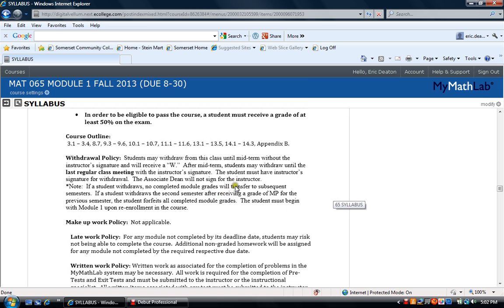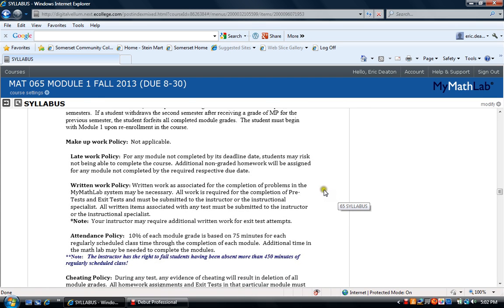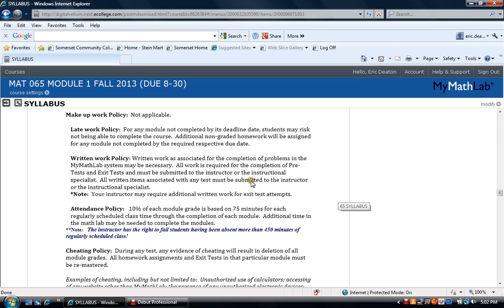Withdrawals, you have until midterm withdrawal on your own. After that, you need your instructor's signature. You can read most of this for yourself, even though there's really no punishment for late work, because everything can be made up. You may lose some bonus or possibilities for bonus points. That's the main thing.